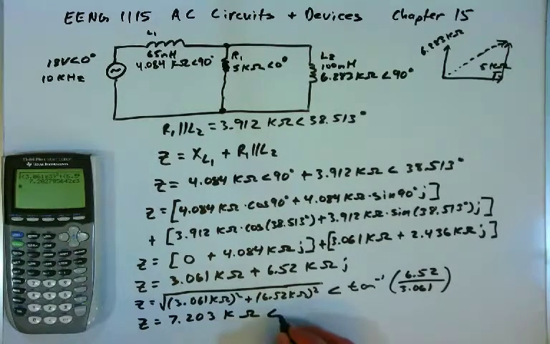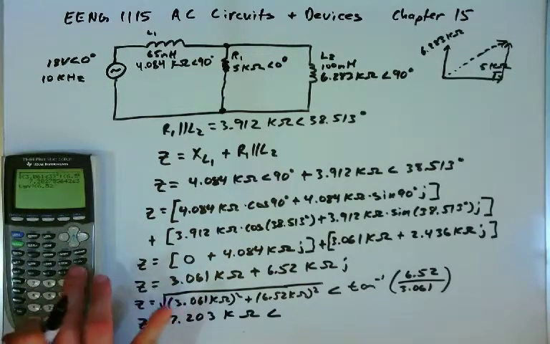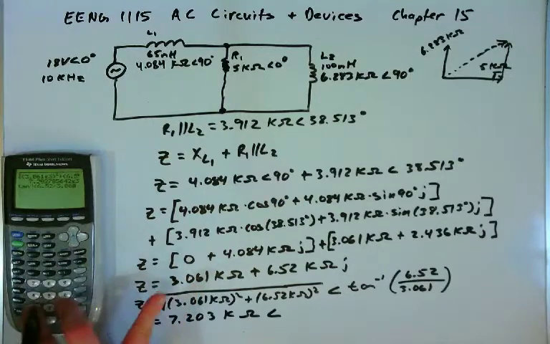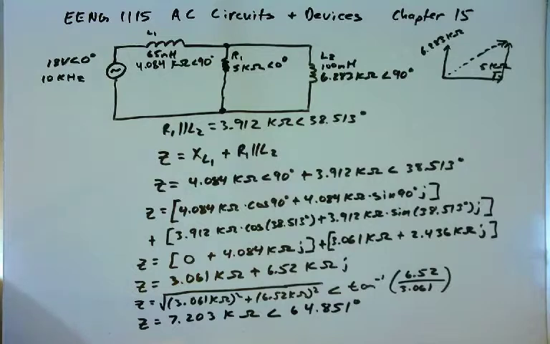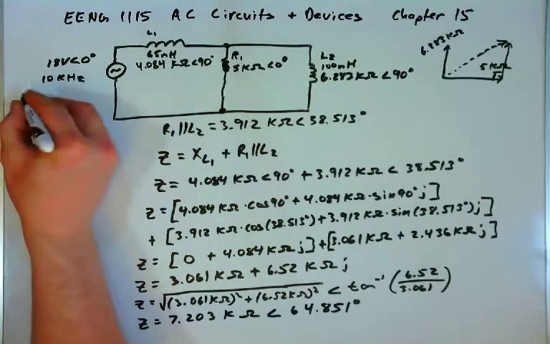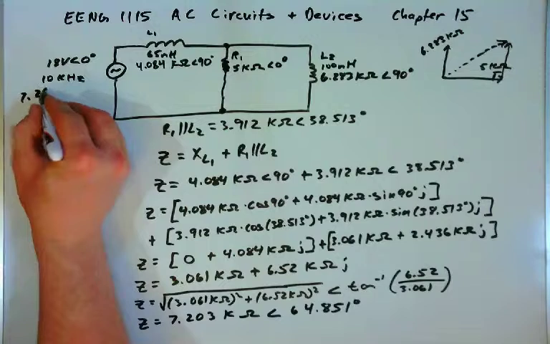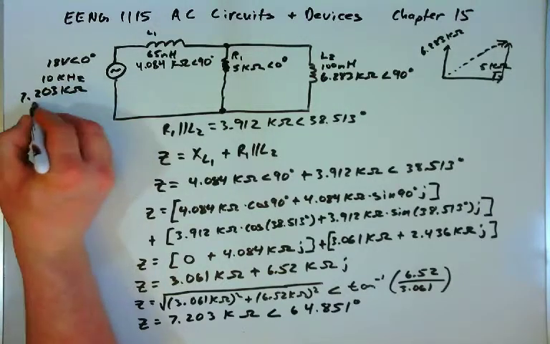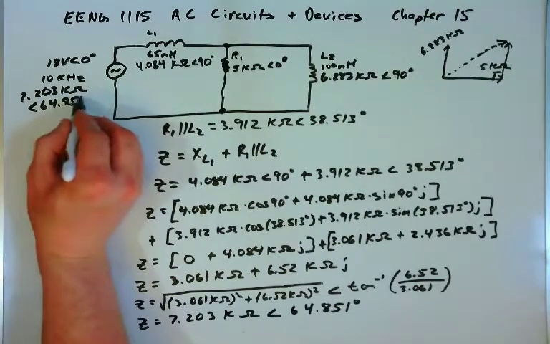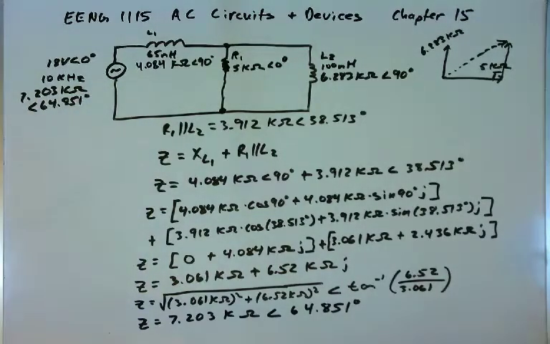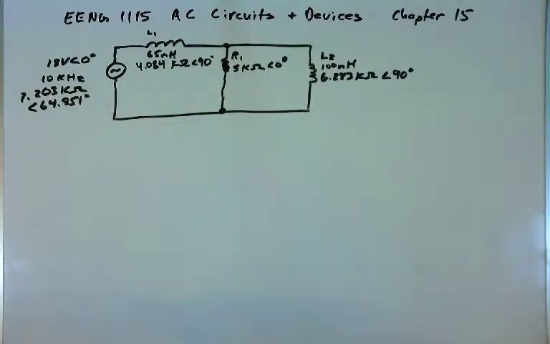7.203 kilo ohms at an angle of the inverse tangent of 6.52 divided by 3.061, and the angle will be 64.851 degrees. This will be the total impedance of the circuit, and so I'll write that up here. We have 7.203 kilo ohms at an angle of 64.851 degrees. Now that we know the total impedance for the circuit, we can find the total current.